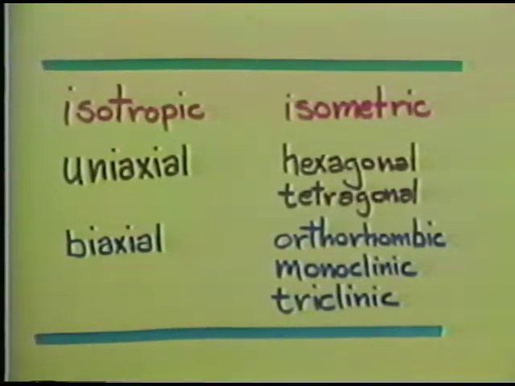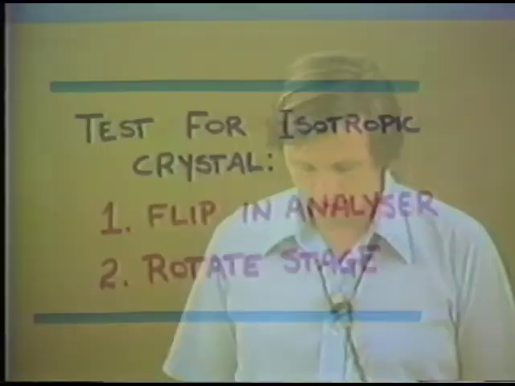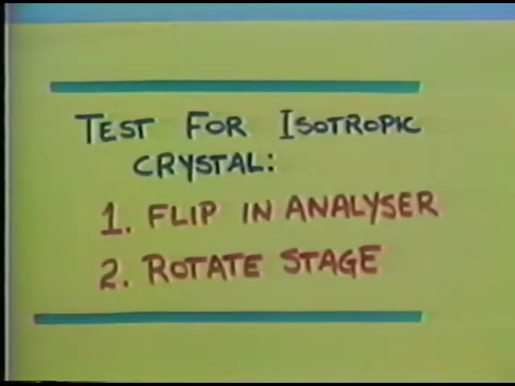Well, if we're going to apply techniques of identification of isometric minerals, we have to know how to recognize them, and so I'm just going to review for you the way in which we recognize isotropic crystals. There are two steps to this. First is to, with the specimen on the stage, flip in the microscope analyzer. That allows you to examine the crystal in crossed polarized light.